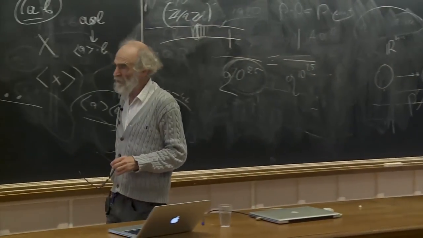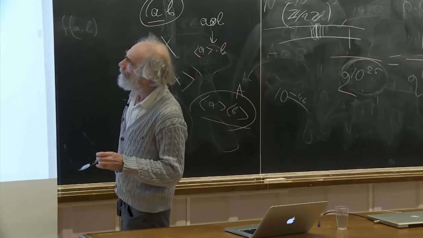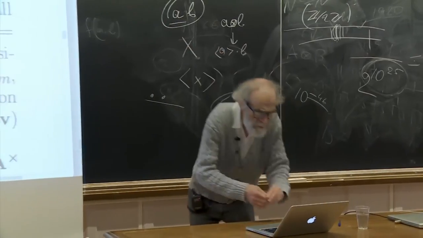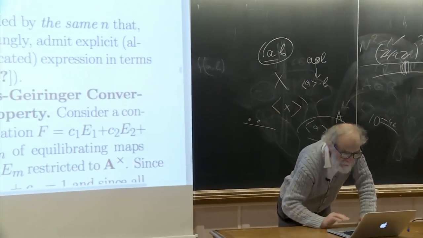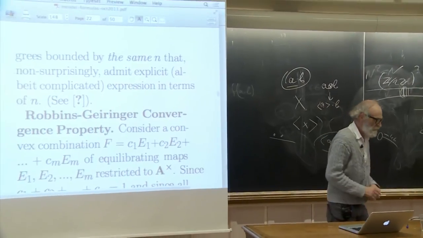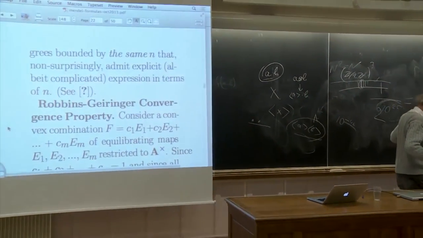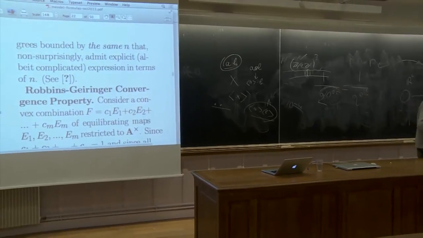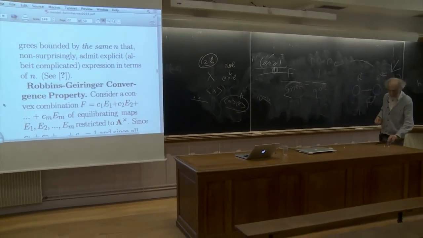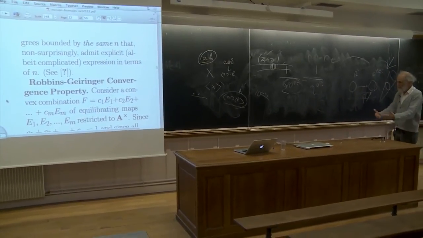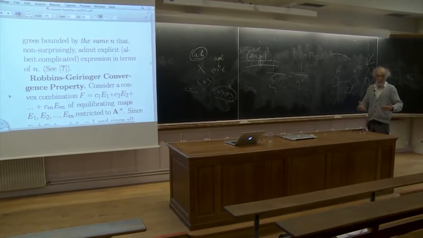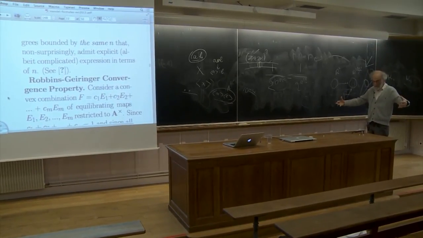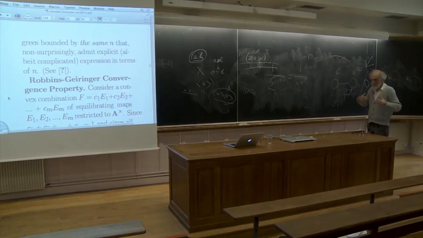And this follows from the fact, Robbins' convergence property. It says that if you have any kind of population and they exchange, they have a random mating and a random recombination, then there is exponentially fast convergence to equilibrium, where equilibrium means that your polynomial is a product of polynomials with respect to each variable.